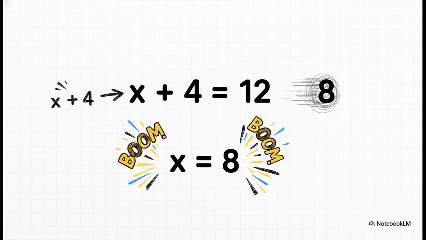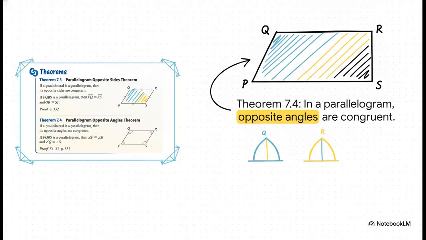And that's the whole point. If x was anything else, this shape just wouldn't be a parallelogram anymore. The properties tell us what the numbers have to be. Okay, time for the next tool in our kit. This one's about the angles. And the rule is just as simple.